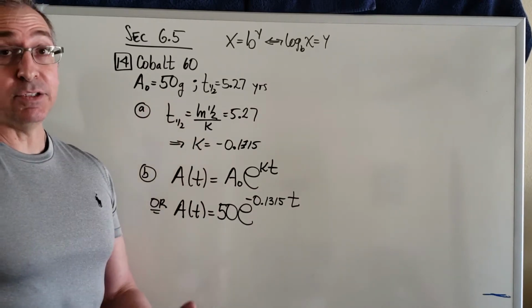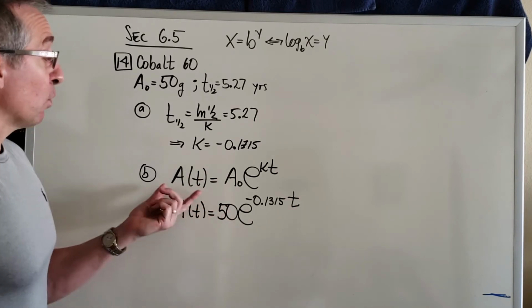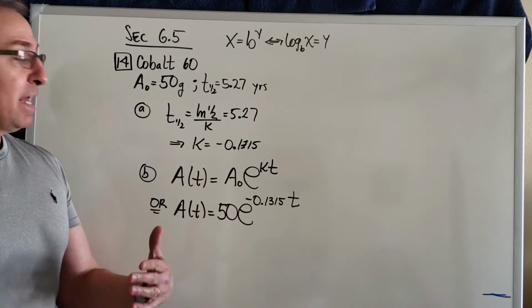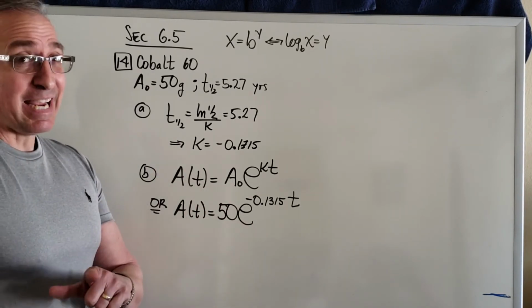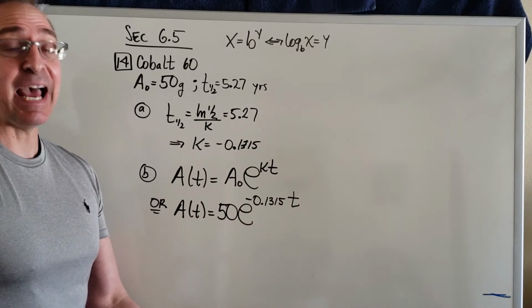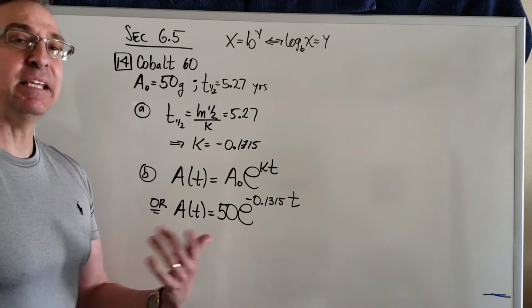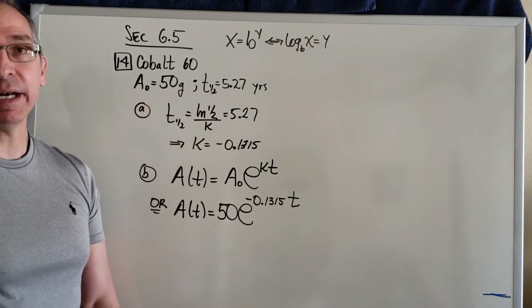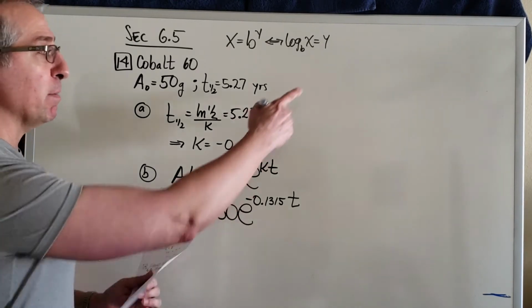Then the third part says, how long does it take for 90% of the initial quantity to decay? Now what that really means is, remember, what did we say that this expression over here means? It's the amount after a certain number of years. So what they're really saying is if 90% decayed, how much is left? 10% is left. So after how many years is 10%, 0.10 of the original quantity going to be left over? So part C, maybe we'll put that over here.